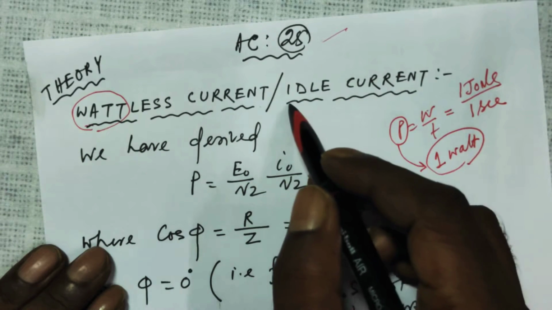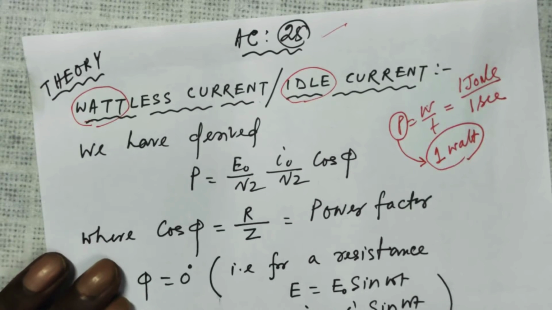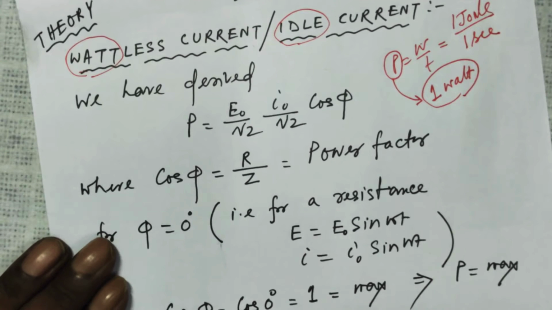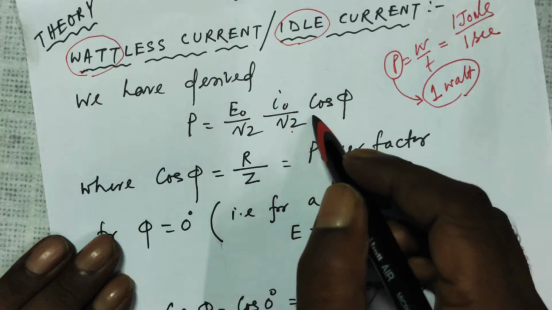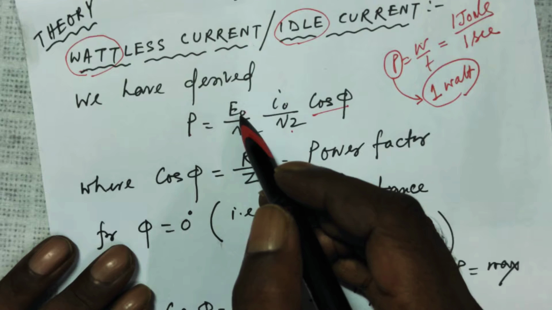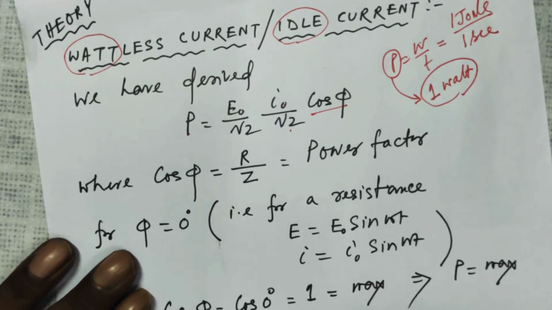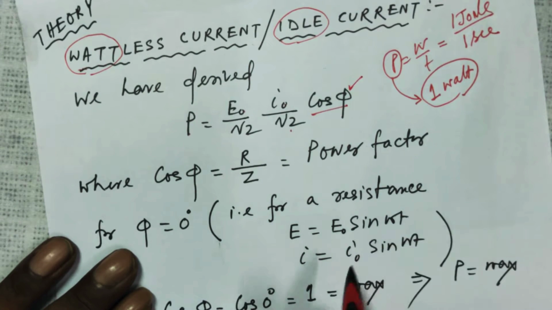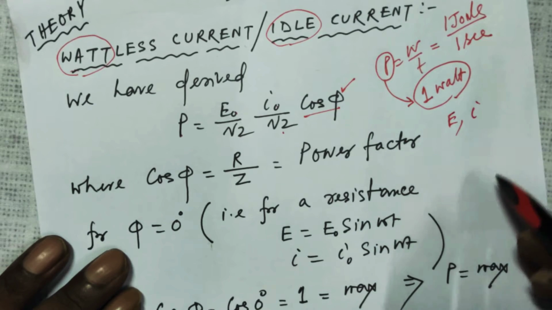It is called wattless current or idle current. Means that current which does not consume any power. We have derived previously power consumed is E naught over root 2 times I naught over root 2 times cos phi, where E naught was the maximum value of the alternating EMF, I naught was the maximum value of the alternating current, and phi the phase angle between the voltage EMF and the current.